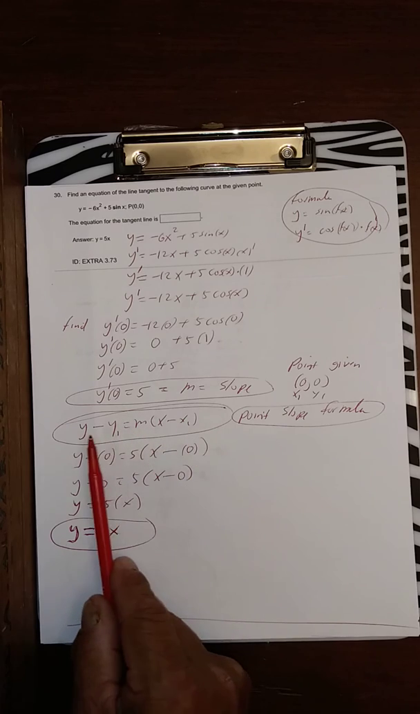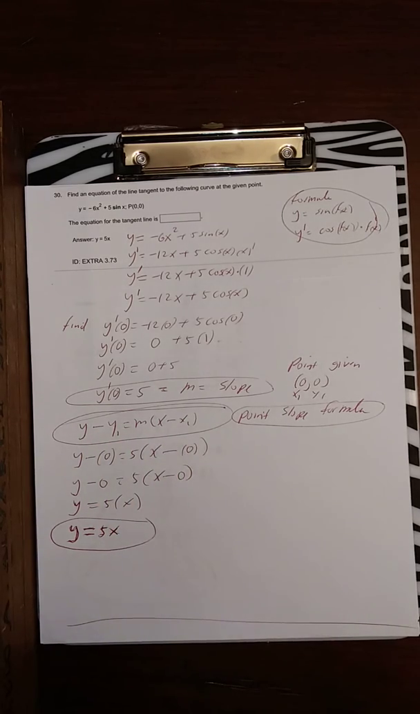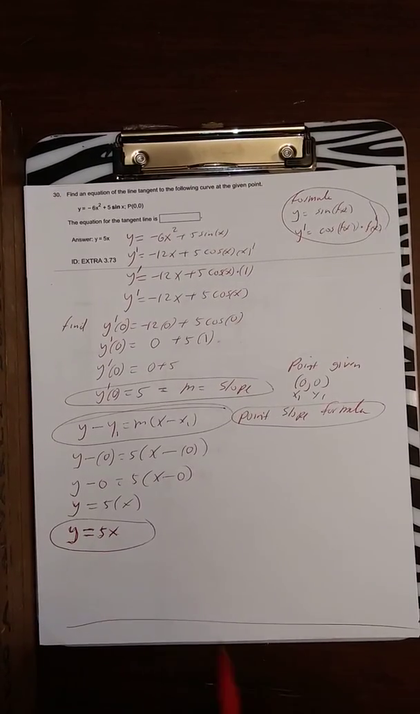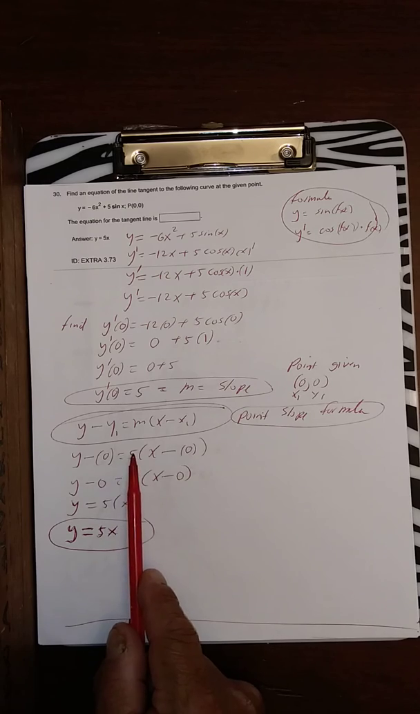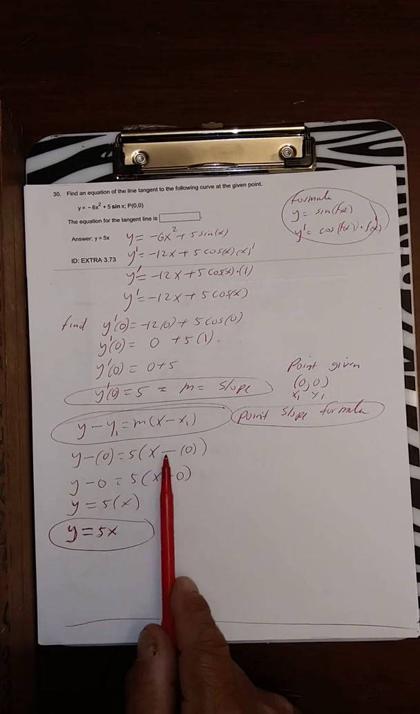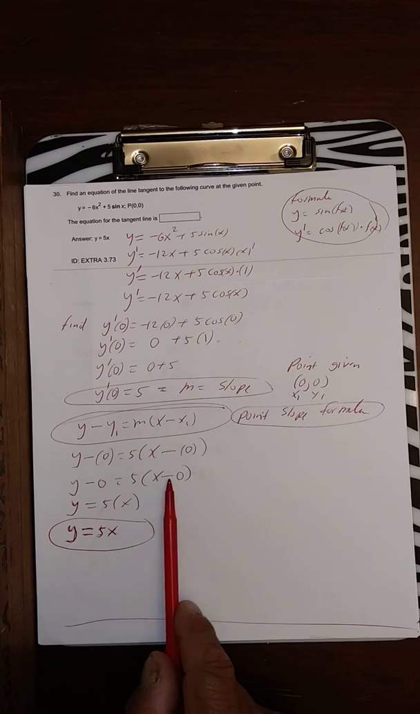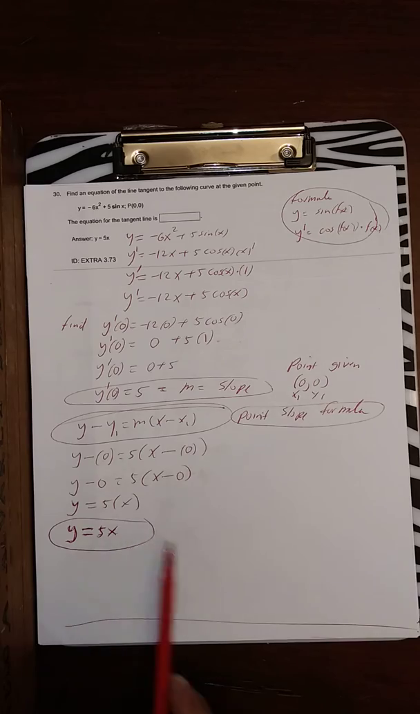Point-slope formula: y minus y1 equals m times x minus x1. So now put the numbers in. You have 0, 5, 0. So y minus 0 is going to be y, and then x minus 0 is still going to be x. So we have 5x. That's it. y equals 5x.